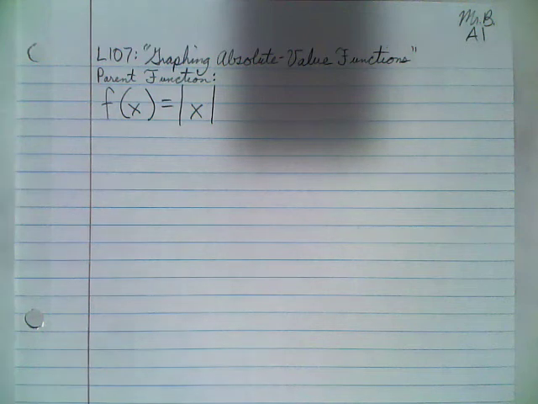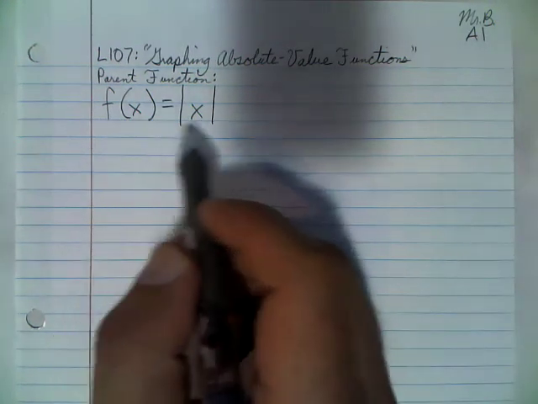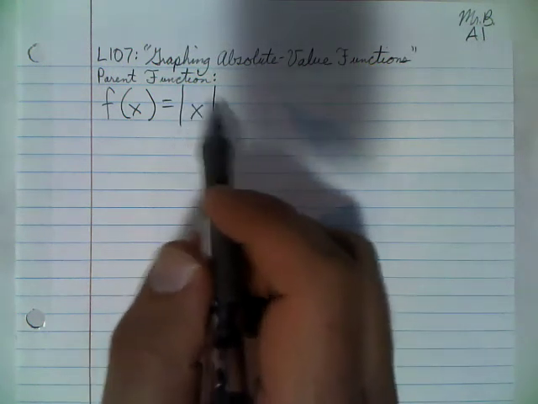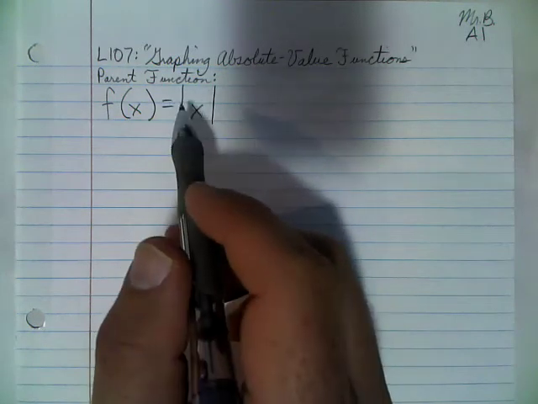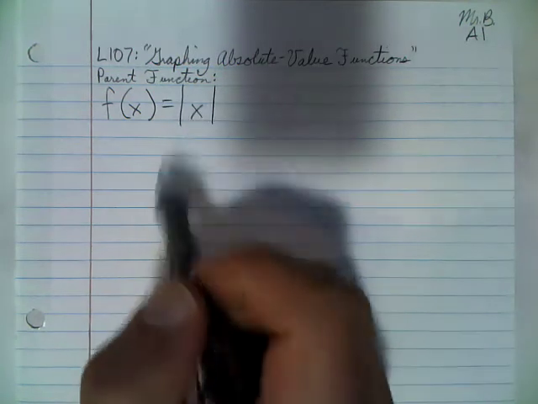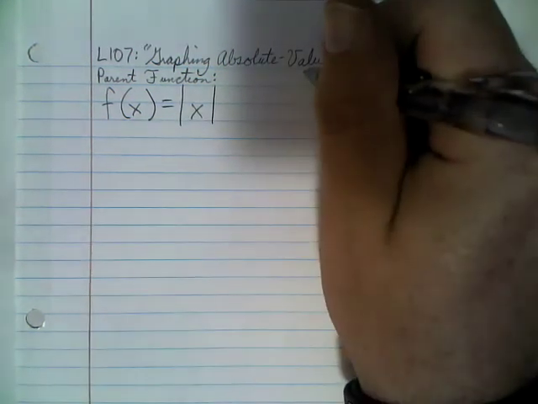This video is over lesson 107, graphing absolute value functions. So ladies and gentlemen, remember that a parent function is your function without all the extra addition and subtraction, multiplication, division. It's just the basics of it. So if we're talking about an absolute value function, the parent function is just going to be the absolute value of x. And so that tells us a few things when we take a look at that.